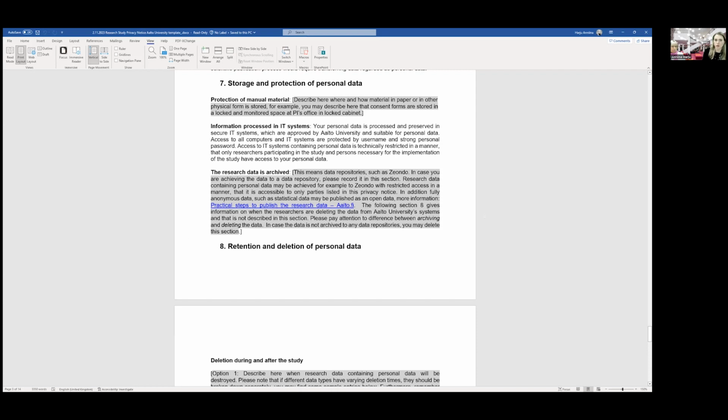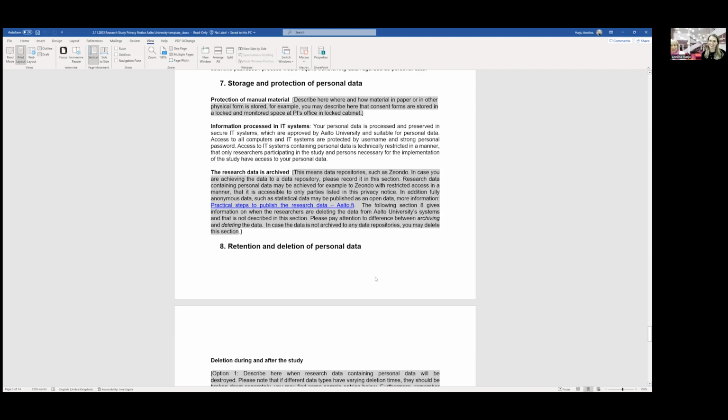So if you don't have any plans to actually give the data to any repositories, then you can just delete this entire last section. You don't need that in this case. Maria, do you have anything to add to the repository thing? I know this is your specialty.